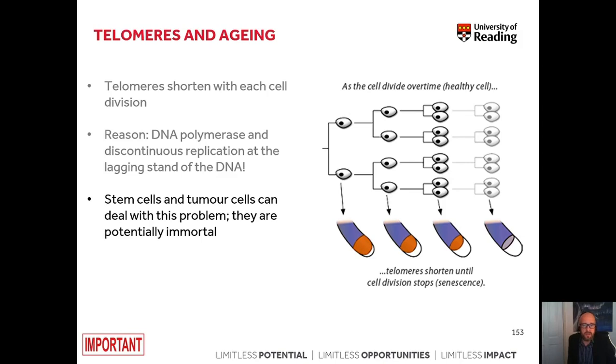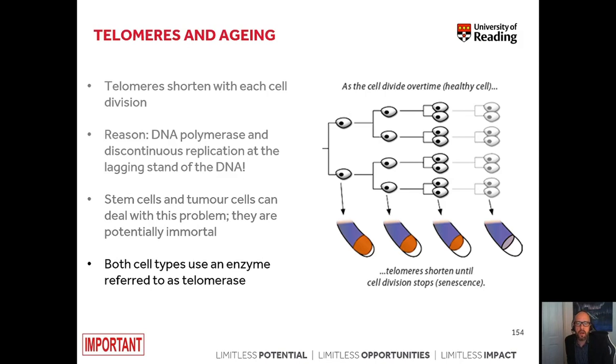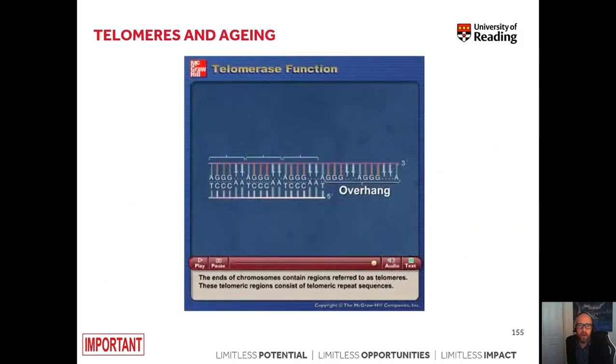However, few cell types are not affected. Those are stem cells and unfortunately also cancer or tumor cells. They can deal with these problems, and they are therefore potentially immortal. The reason is that both of those cell types use an enzyme referred to as telomerase. In this short video, I would like to show you how telomerase works and what makes telomerase unique.